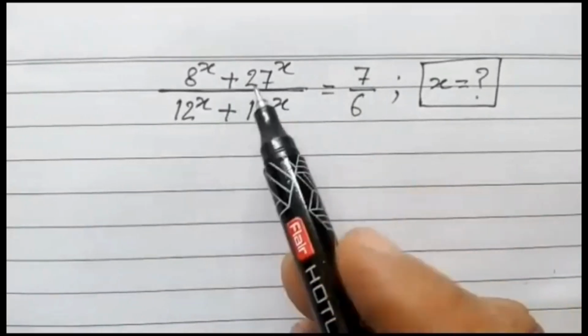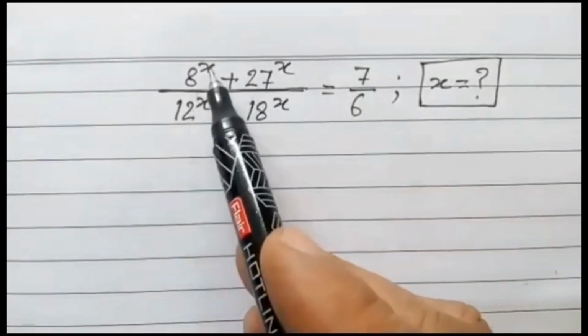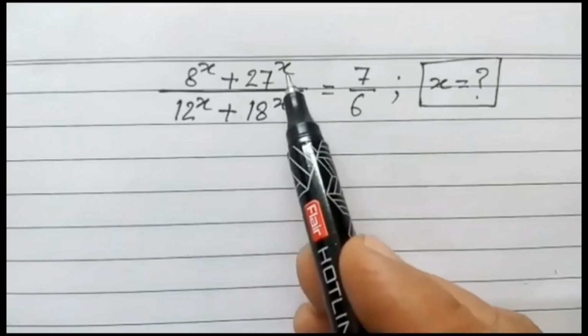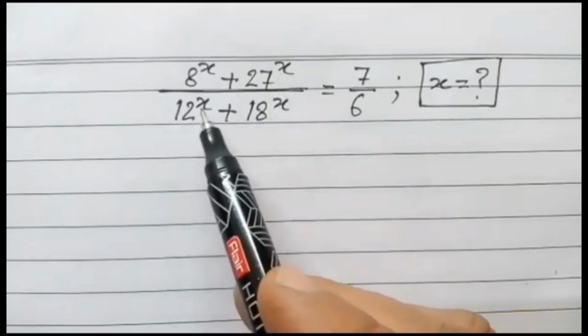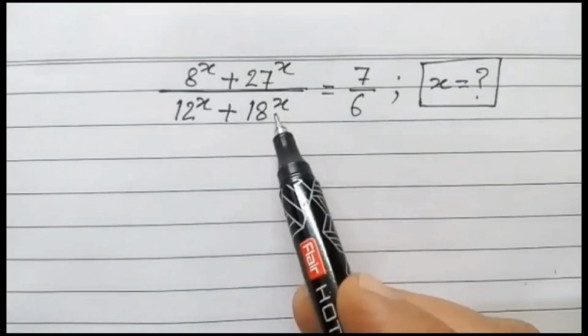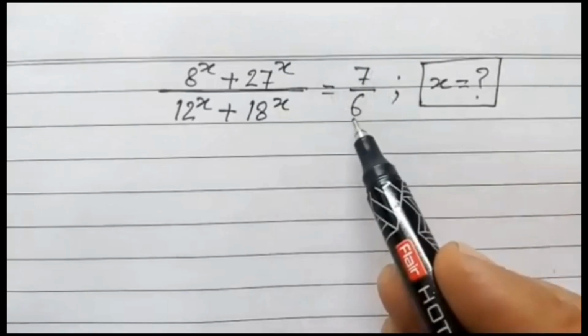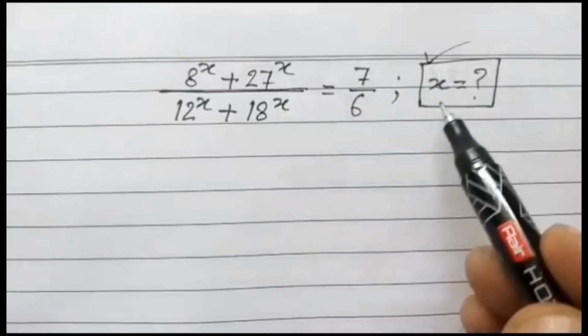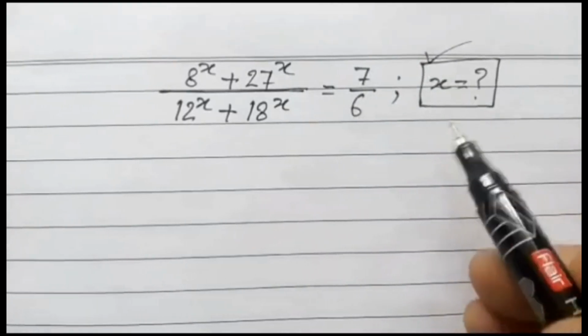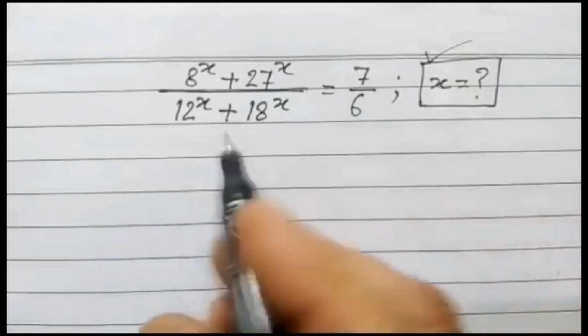Hi friends, we have a nice equation: (8^x + 27^x) / (12^x + 18^x) = 7/6. We have to find the value of x. Okay, so let's start.